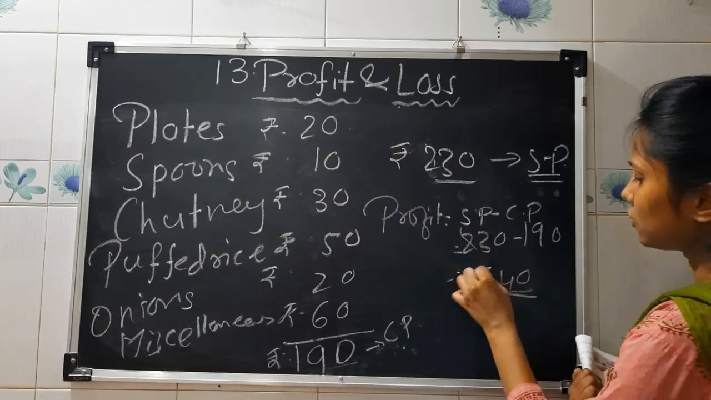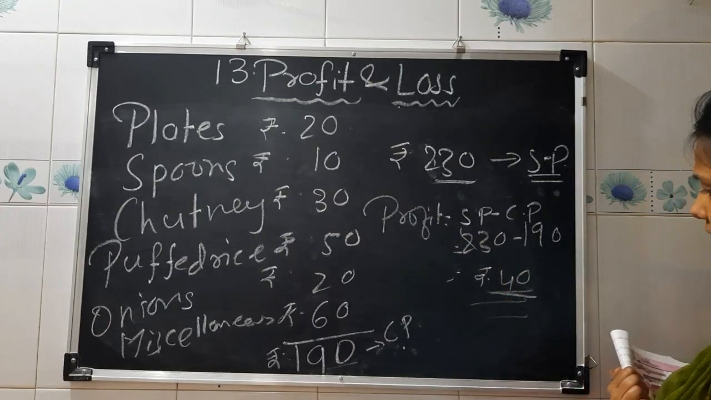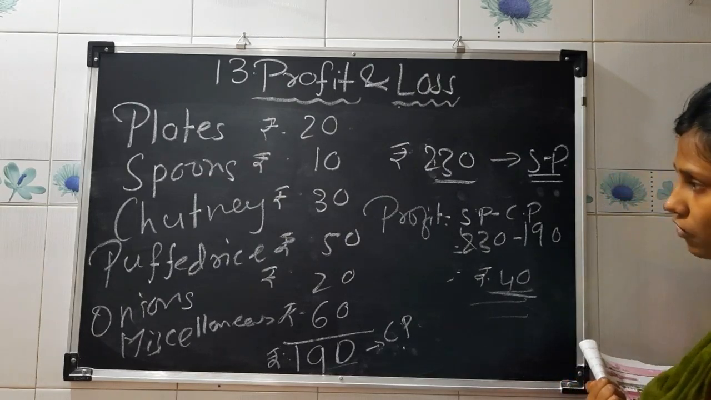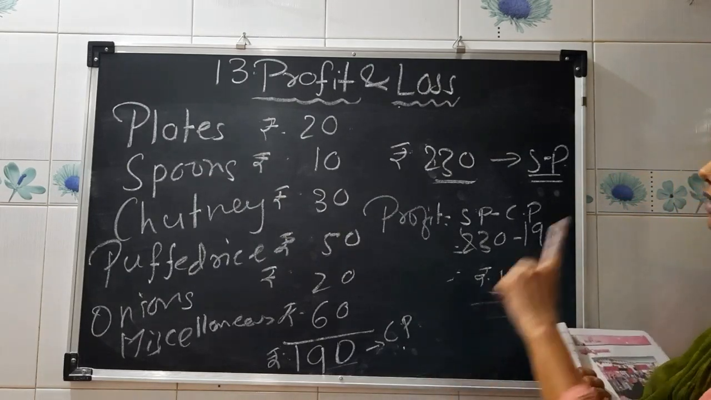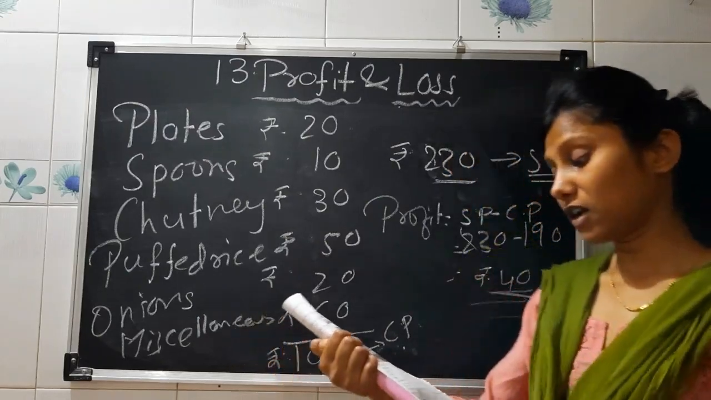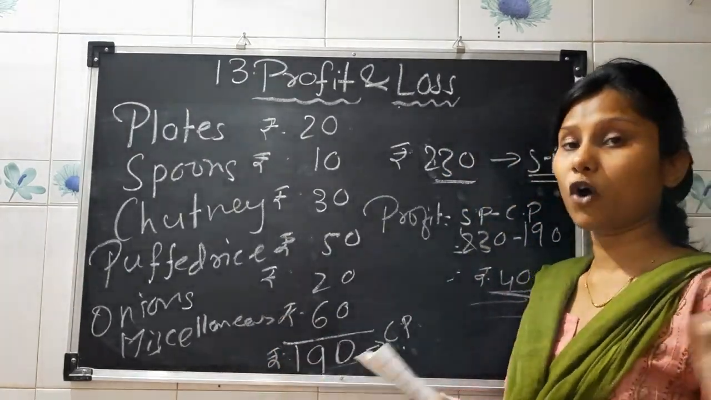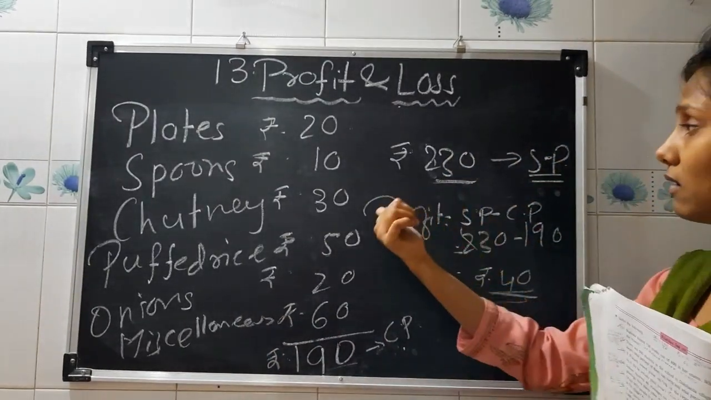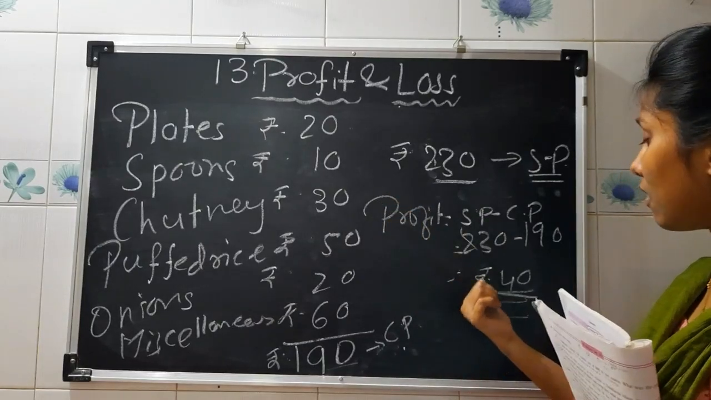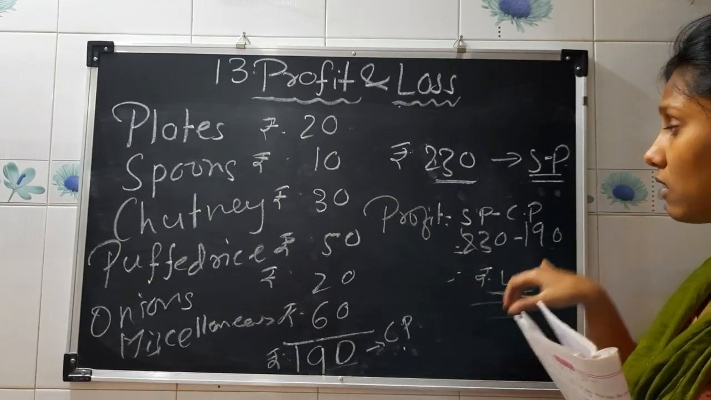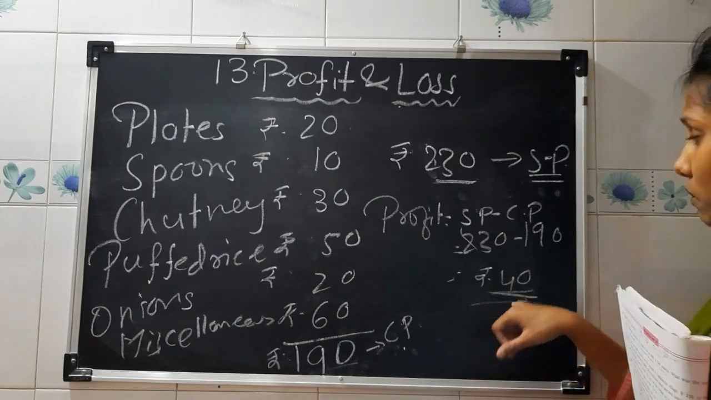Okay. So she earned ₹40 extra. Okay. So in the previous example, Pranav suffered a loss of rupees 14, while in the second example, Sarita earned rupees 40 extra. It means she made a profit of rupees 40.